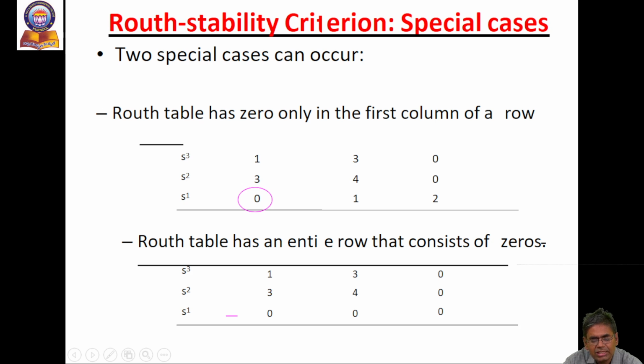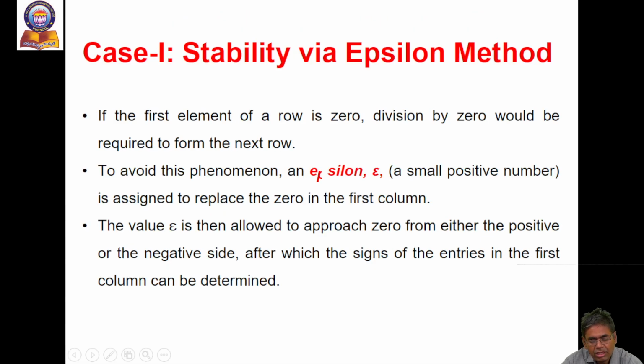Two special cases can occur. If the first column of the Routh tabulation has a 0, then that 0 can be replaced by epsilon. If the first element of a row is 0, division by 0 becomes infinity. To avoid this, epsilon, a small positive number, is assigned to replace the 0 in the first column. Then epsilon is allowed to approach 0 from the positive side, and after that the signs in the first column are determined.